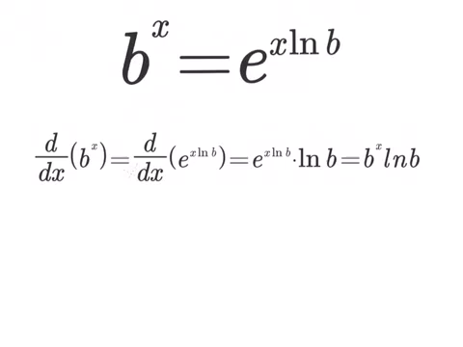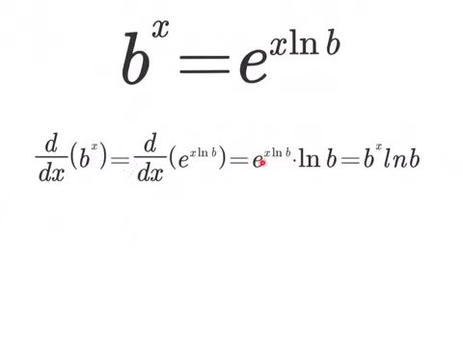the derivative of b to the x is the same thing as the derivative with respect to x of e to the x times the natural log of b, which is equal to e to the x natural log of b times the natural log of b by the chain rule. The derivative of x times the natural log of b is just the natural log of b, because it's basically just x times a constant.